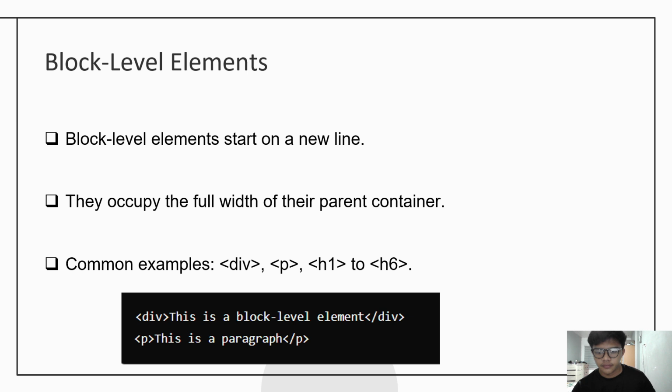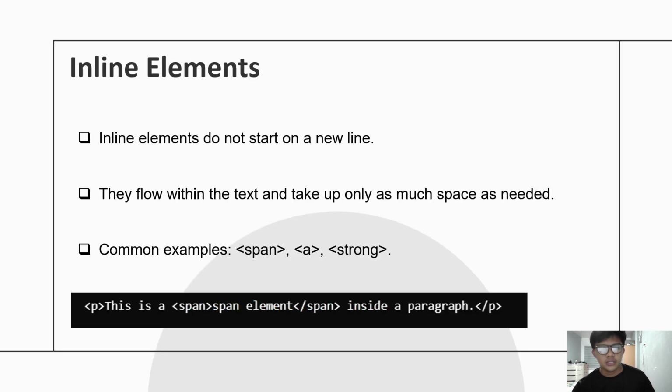So in the example, both the div and paragraph tags will appear on separate lines and take up the full width of the container. Then the next one is inline elements.